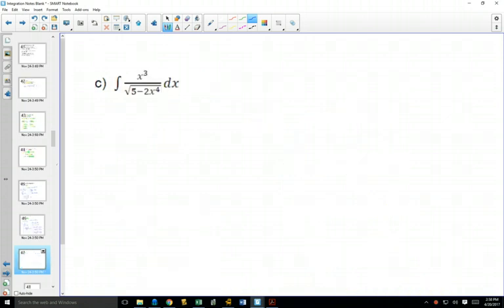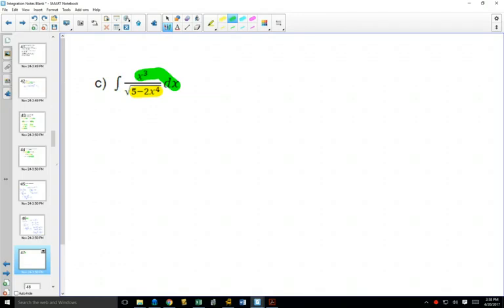Now let's get to this one, because this was the first one when we highlighted things that didn't match up nicely. We had our inside function, 5 minus 2x to the 4. The derivative, though, is negative 8x cubed, and we just have an x cubed. So we're wanting to get rid of the x cubed and the dx, but it doesn't match up perfectly. So how does it work?